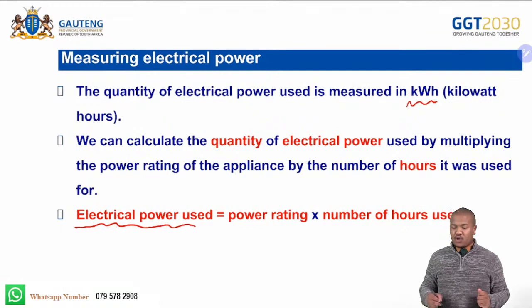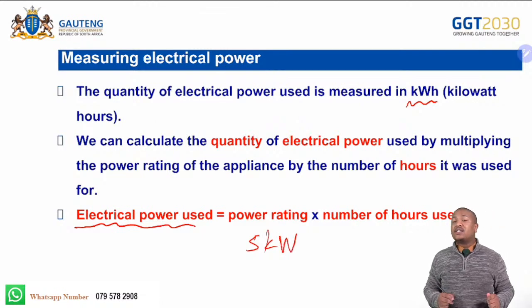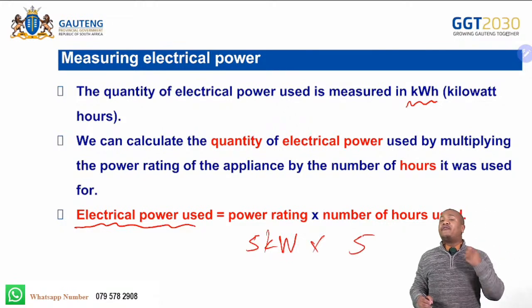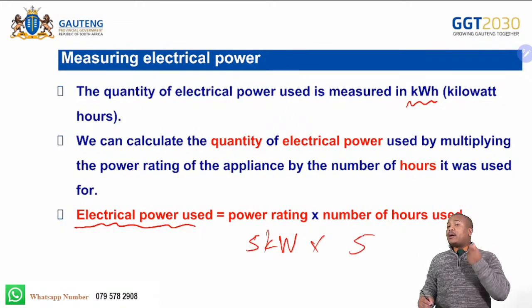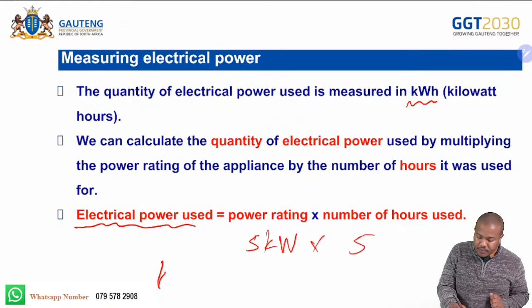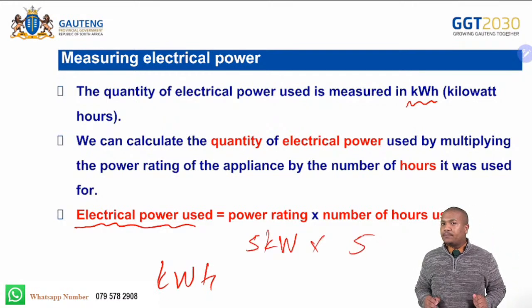Are we together? So if it has a power rating of 5 kilowatts and it was used for 5 hours, it means it's going to be 5 kilowatts multiplied by 5 hours to give us what? The kilowatt hours. Are we together?